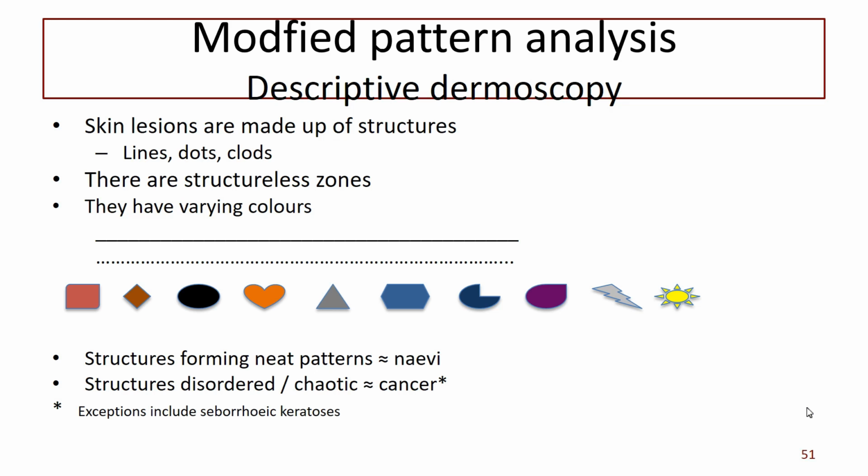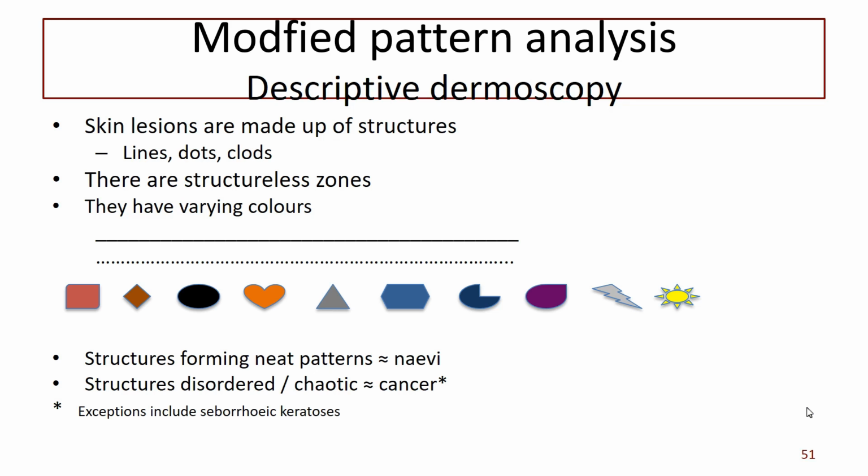That's it, really. That's modified pattern analysis, or at least the basic elements for it. So we can put those elements together and say they form a pattern. So we've got these crisscross intersecting lines here, and we call that a reticular pattern. It means a network. So we have a reticular pattern as our background, and we've got a few clods scattered on top of it. Now, if you have a nice, neat pattern, think of a nevus, or maybe one or two of the other lesions that we're going to discuss.